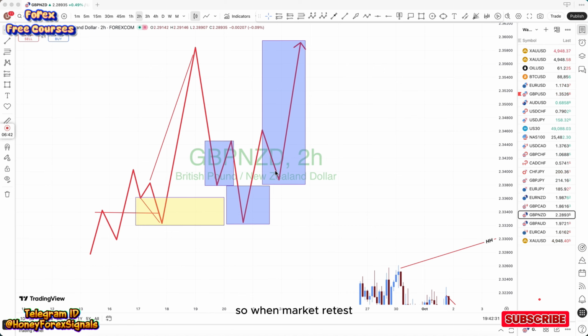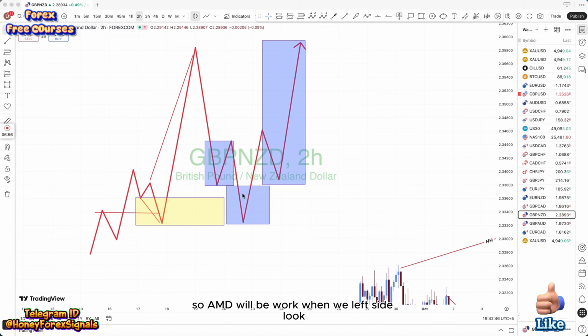So when the market retests the accumulation low and the manipulation breaks out high, we take entry from here. And this is our distribution. So AMD will work when we look at the left side.